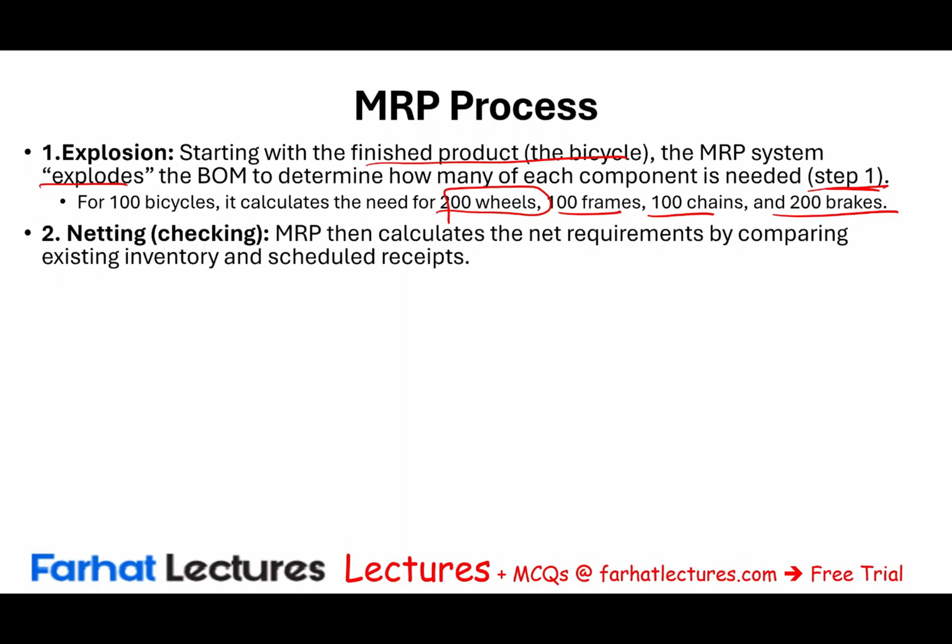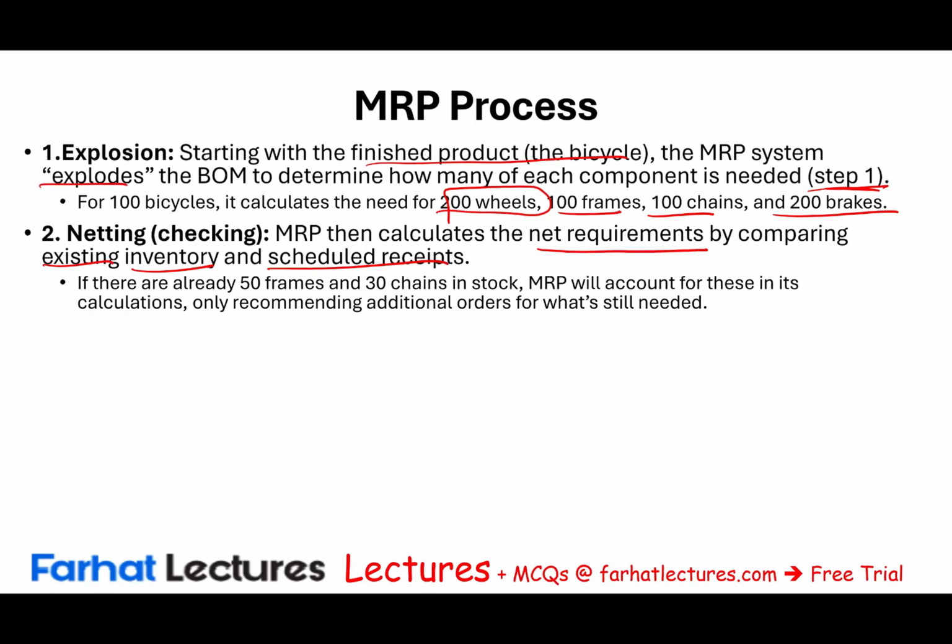So now we click on that order, and this is what we need. Those are the components. Then we're going to do what? Net, or check our inventory. MRP then calculates the net requirements by comparing existing inventory levels and scheduled receipts. If we already have 50 frames and 30 chains in stock, MRP will account for these. We already have them. So we need 100 chains. We already have 30. So what we're going to order is 70. And it only recommends additional orders for what is still needed.